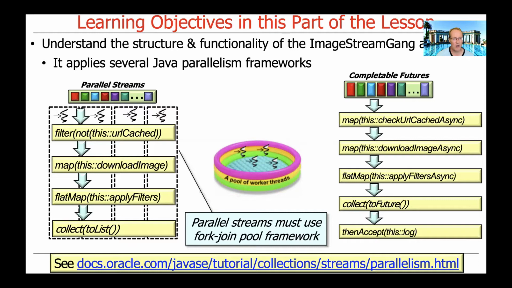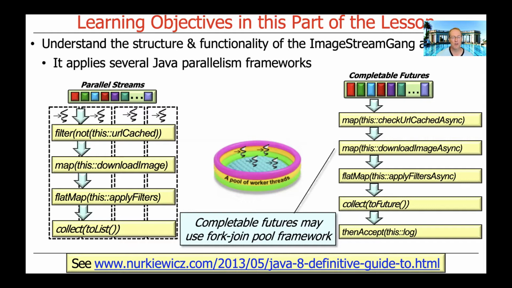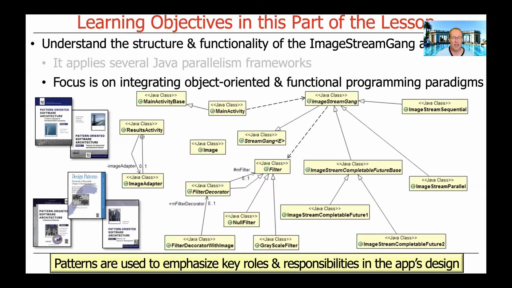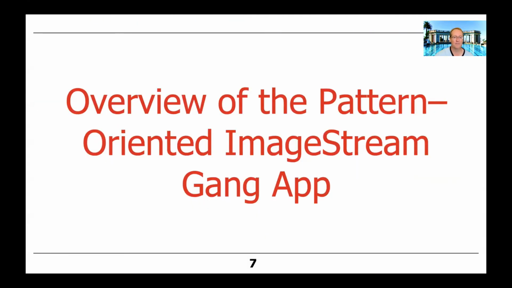As you all know, the parallel streams framework uses the common fork join pool, and the completable futures framework may use the fork join pool framework. It doesn't have to. In fact, we'll see we have implementations where it isn't used at all. In this particular discussion, which is going to focus largely on parallel streams, we're going to discuss also how this case study demonstrates the integration of object-oriented and functional programming. And as always, we're going to try to look at software patterns as a way to help emphasize the key roles and responsibilities in this case study app's design.